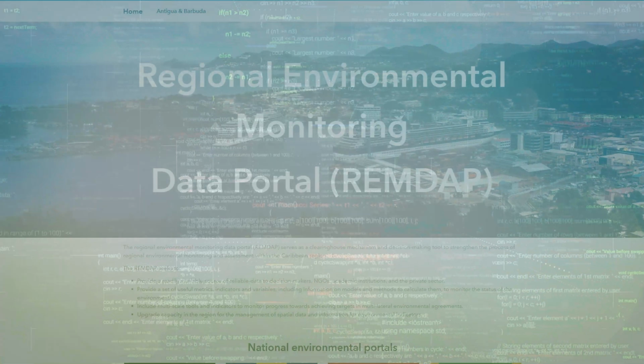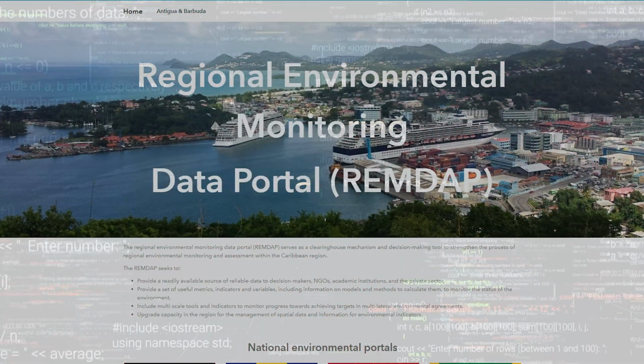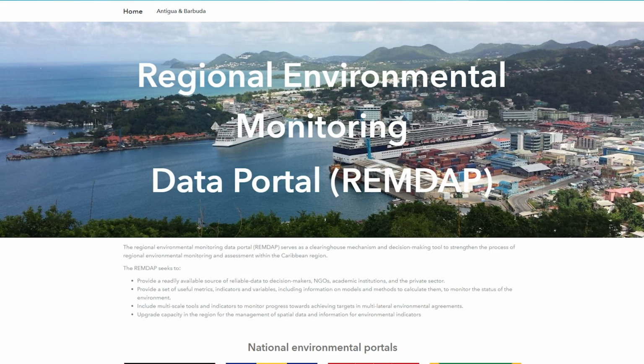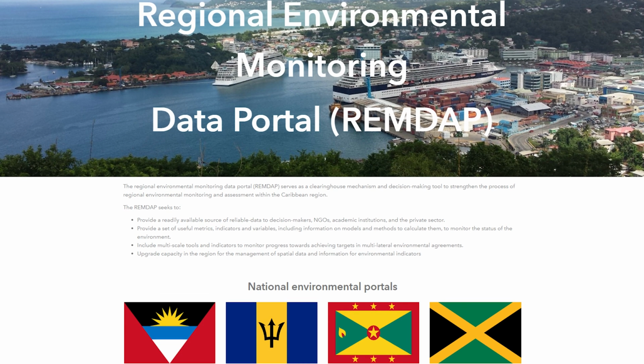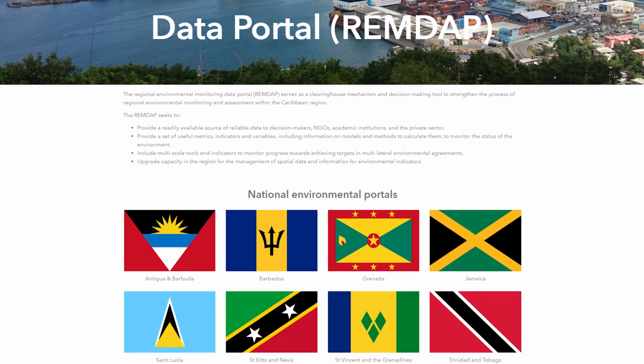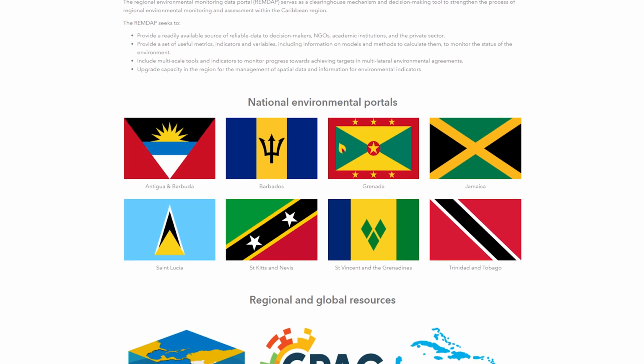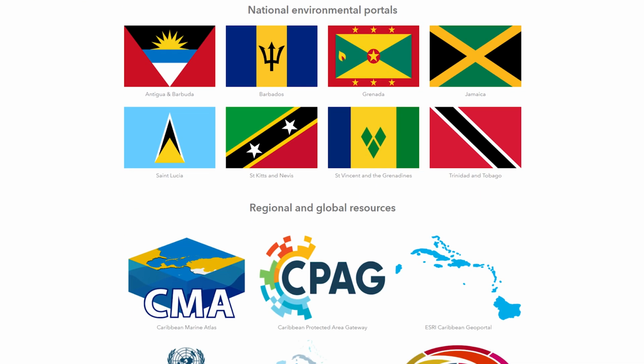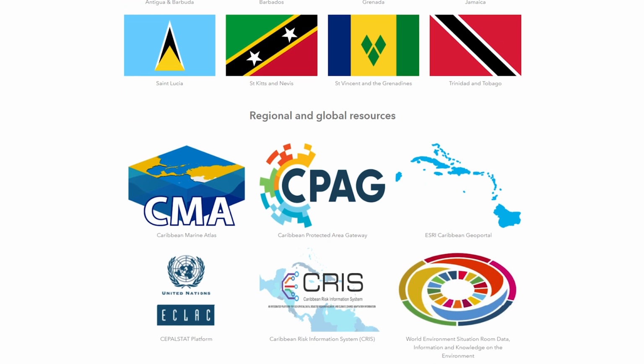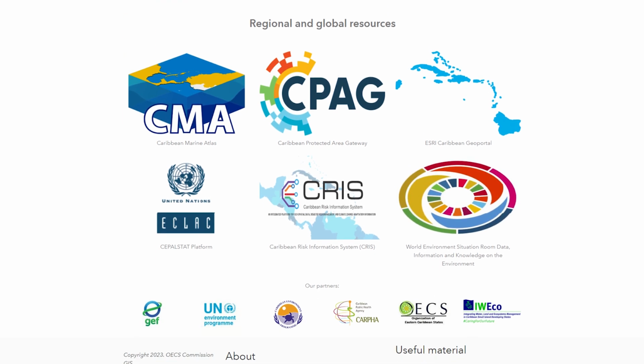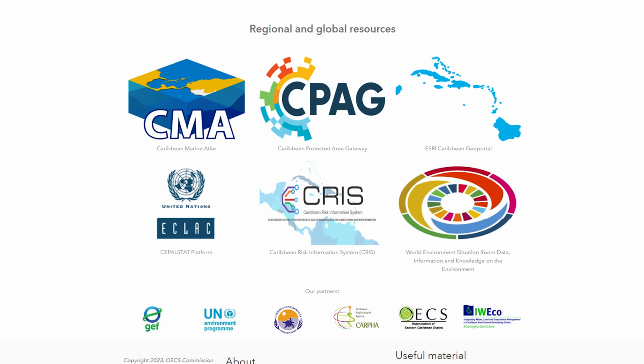REMDAP was developed on OECS's existing ArcGIS Online, or AGOL, platform, extending its functionality to support access to environmental information. REMDAP's homepage provides access to national environmental portals, regional and global resources, access to partner sites, and useful materials such as the IWECO Indicator Compendium.